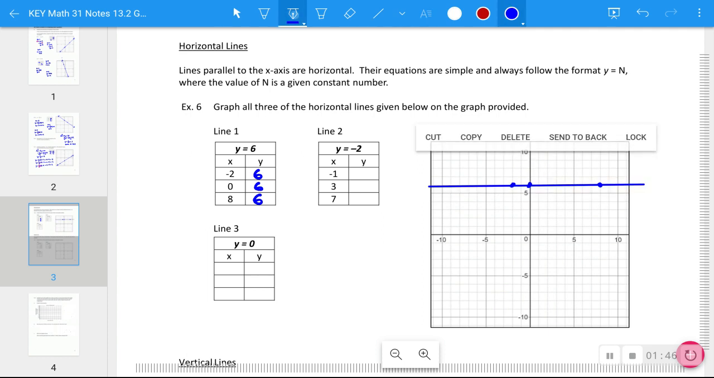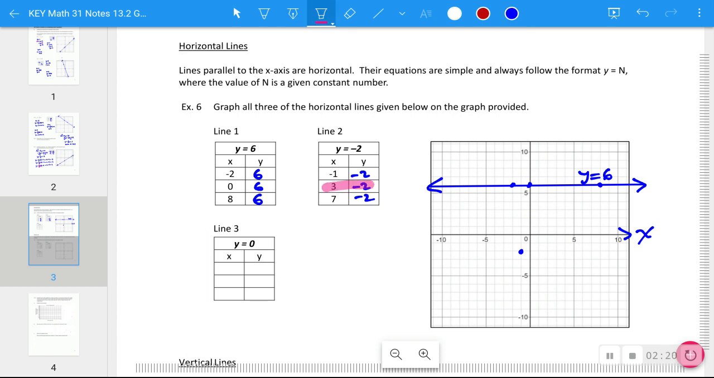And I will label that line. First of all, indicate that it goes forever, but I'm going to label that y equals 6. That's the equation of that line that's horizontal and parallel to the x-axis at a height of 6. Okay, this next one tells us that we have to use -2 for the y value. So here we go: -2, -2, and -2. There you go. So we go -1, -2. The next point is 3, -2.